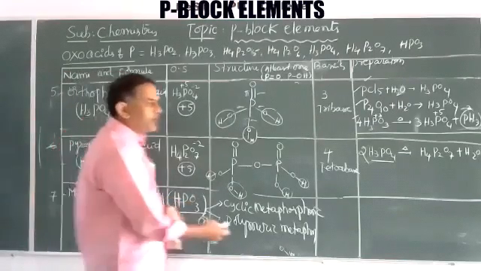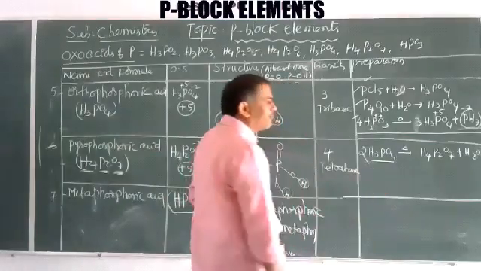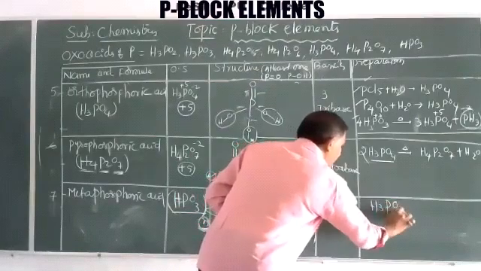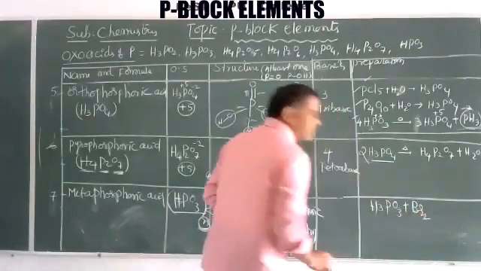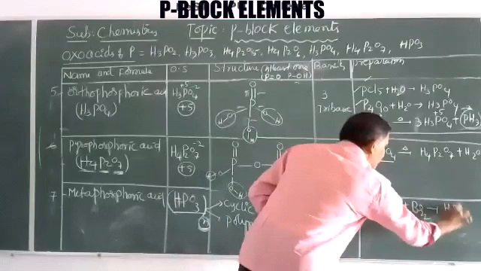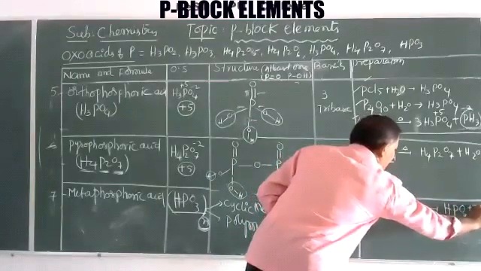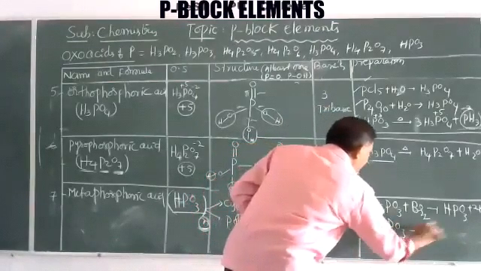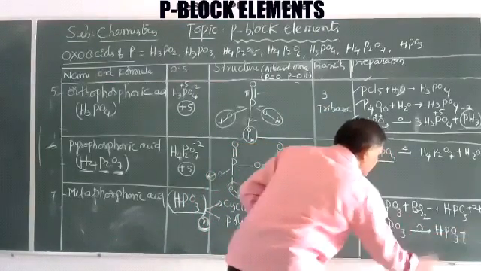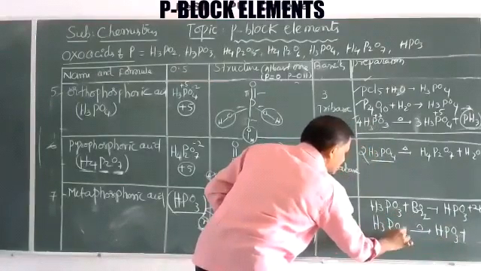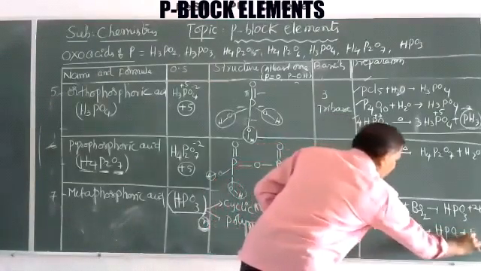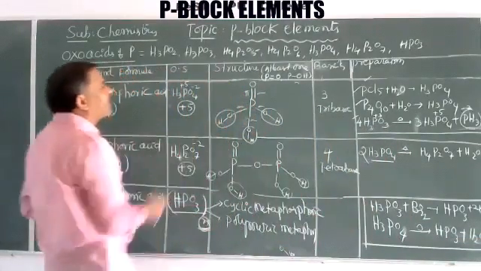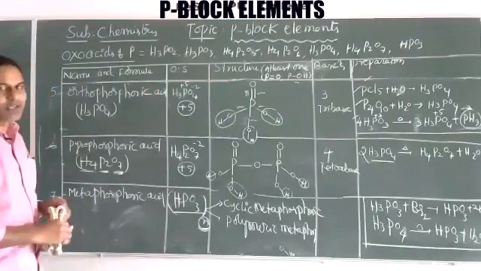It is prepared by dehydration of phosphorus acid. Here the phosphorus acid H3PO3 is reacted with Br2. We'll get HPO3 plus 2HBr formed. Or directly, H3PO3 on dehydration will give HPO3 plus water. Similarly, dehydration of H3PO4 gives H2O. These are some important preparation methods for all the oxoacids of phosphorus.